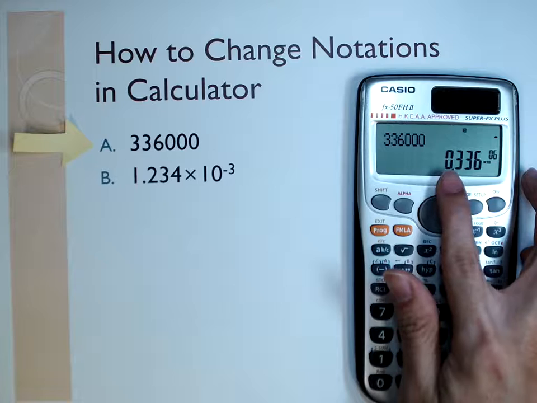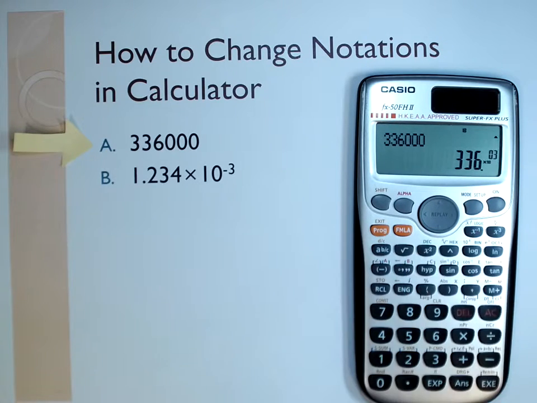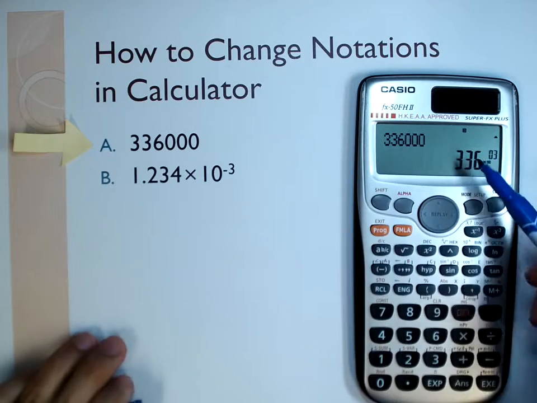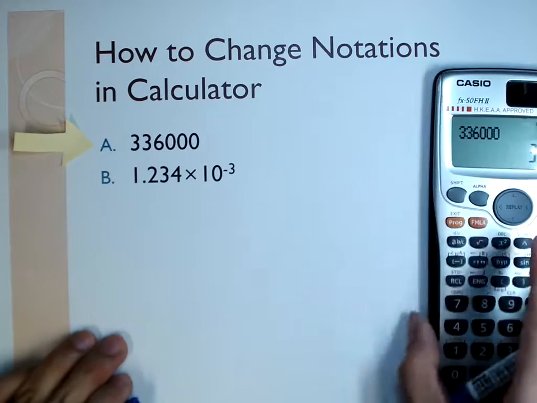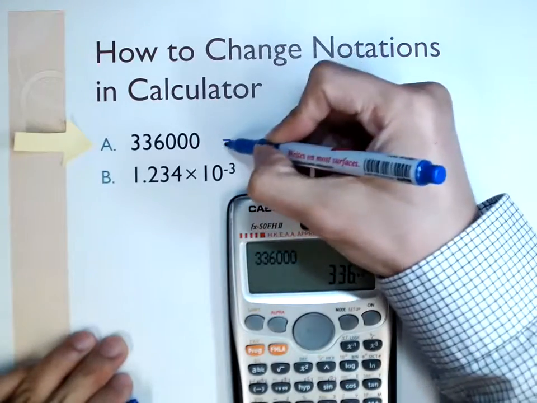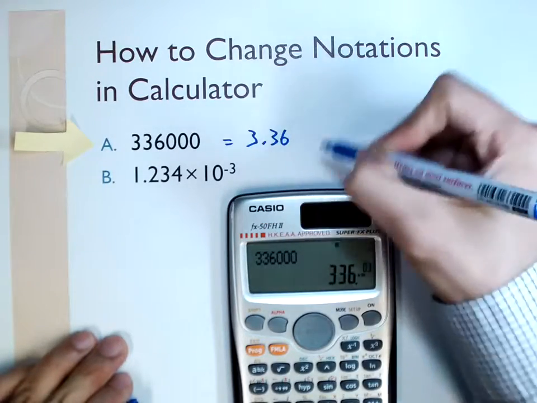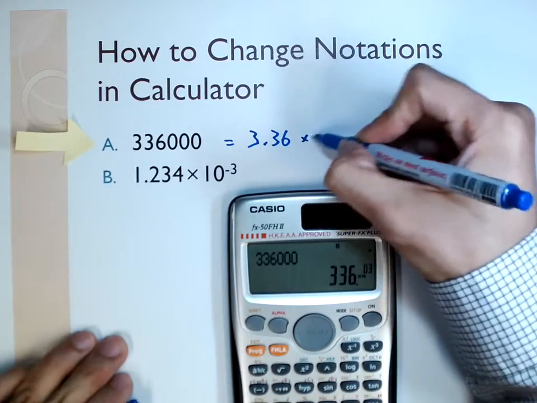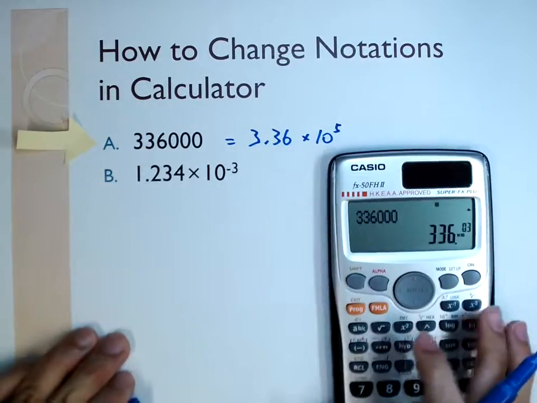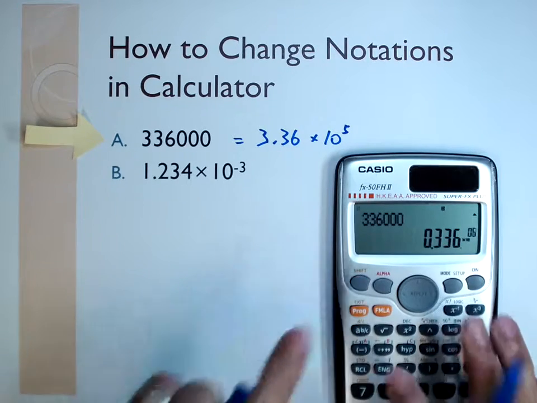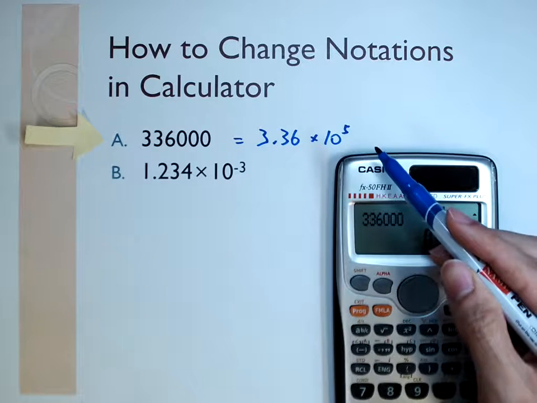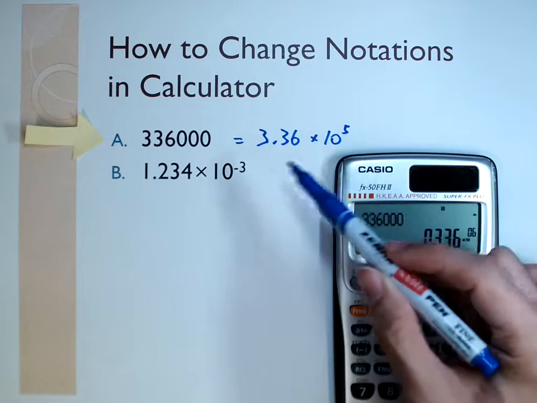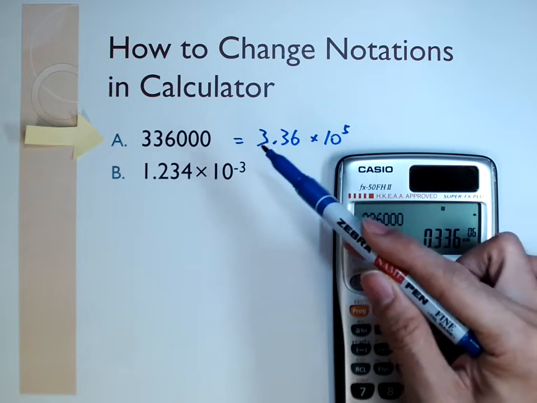So how can we change it back to scientific notation? Actually, you need to do it by yourself. This decimal point you still need to jump to the left 2 times, right? So this one is actually 3.36, jump it 2 times to the left, times 10 to the power 5. Or you can think like this also, jump to the right, then you have the same result also, 3.36 times 10 to the power 5. Remember, the first digit must be 1 to 9 only.